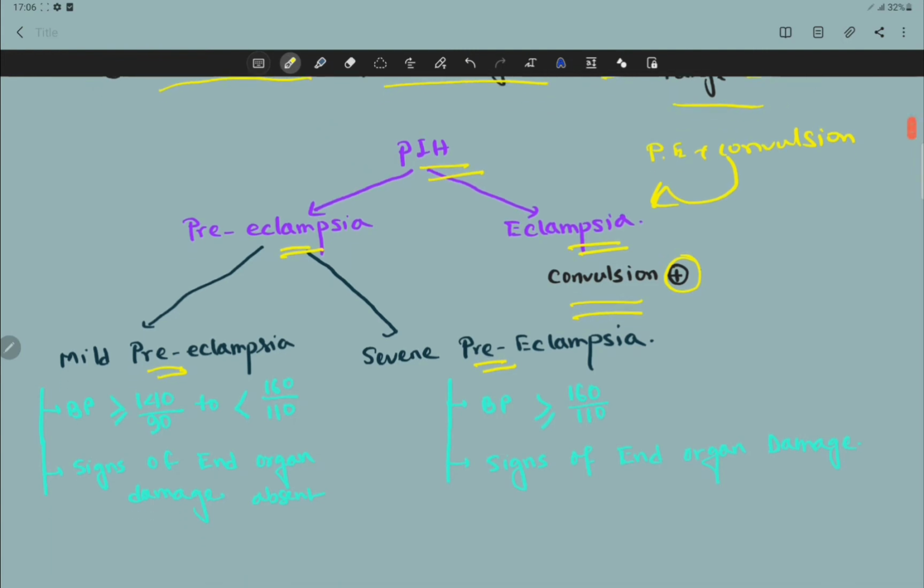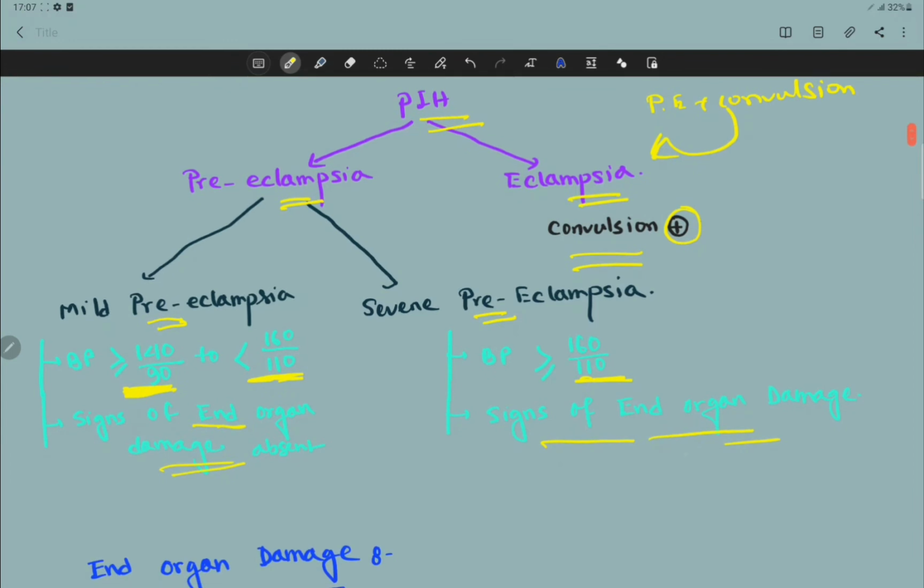What is mild preeclampsia? The BP is more than or equal to 140 by 90 but less than 160 by 100. That patient is called mild preeclampsia, and there is no sign of end organ damage. And severe preeclampsia is when BP is more than or equal to 160 by 110 and signs of end organ damage are present. That is called severe preeclampsia.